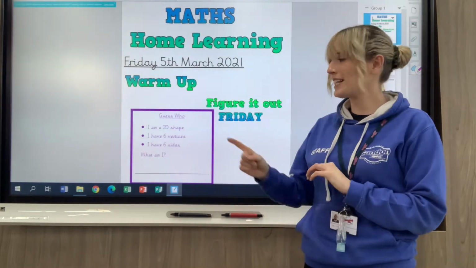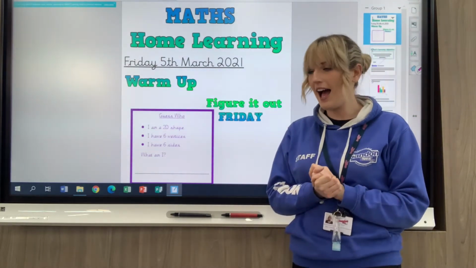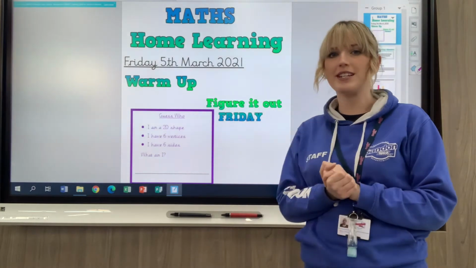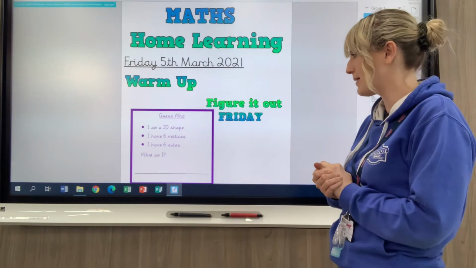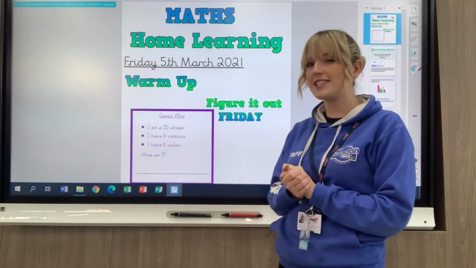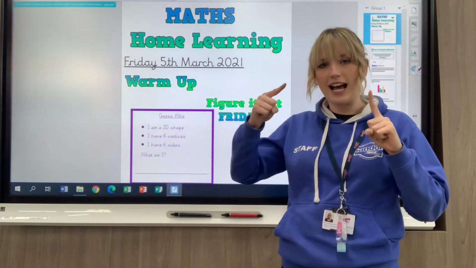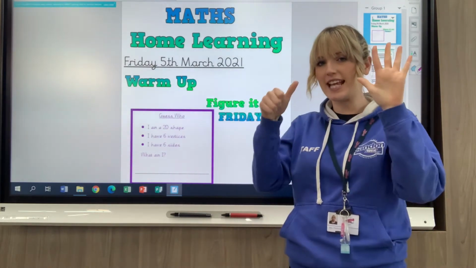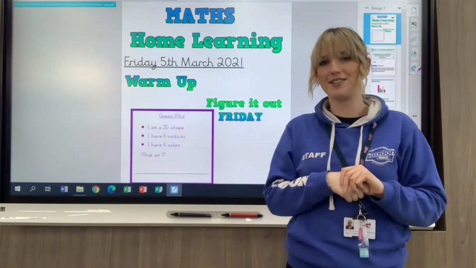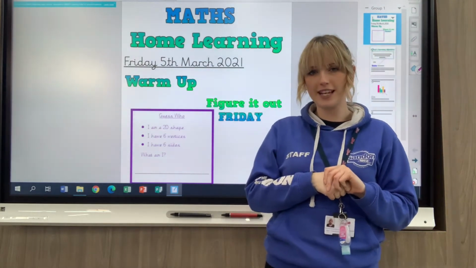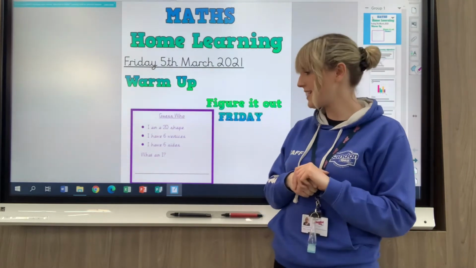Okay, so it's a game of Guess Who. It says, I am a 2D shape. Okay, so you're thinking about what shape it could be. I have 6 vertices. So where the sides meet to form a point, I have 6 of those. And I have 6 sides. So a 2D 6-sided shape with 6 vertices.